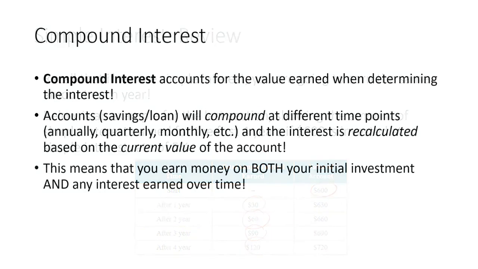Compound interest accounts for the value earned when determining the interest. Savings accounts and loan accounts will compound at different time points: annually, quarterly, monthly, and the interest is then recalculated based on the current value of the account, based on the money that you earned plus whatever interest you'd earned up to that point. So this is going to allow you to make more money over time rather than the same amount of money each year.